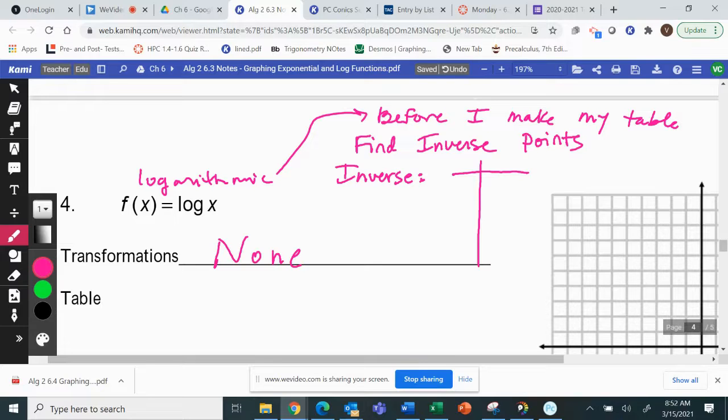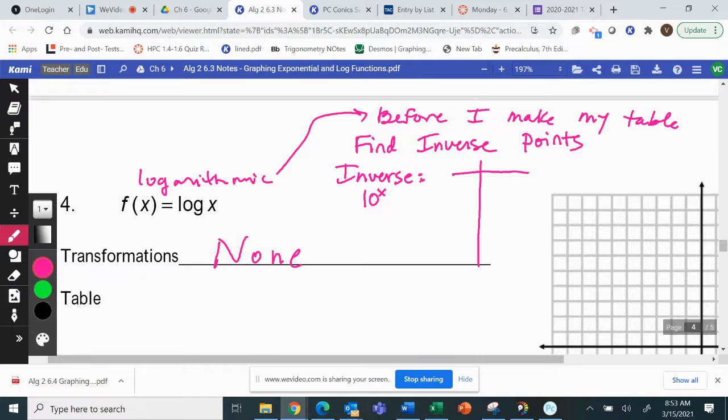If I were going to ask you to tell me any information about this logarithm, it says log x. Can somebody tell me what's special about this logarithm? Tessa, do you know? It has a base of 10. Remember, if we don't write it, it's base 10. So the inverse of this logarithm is 10 to the x.